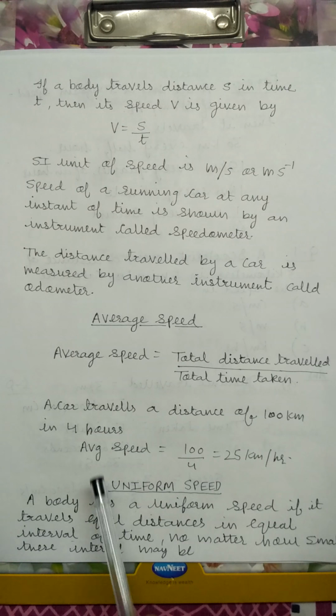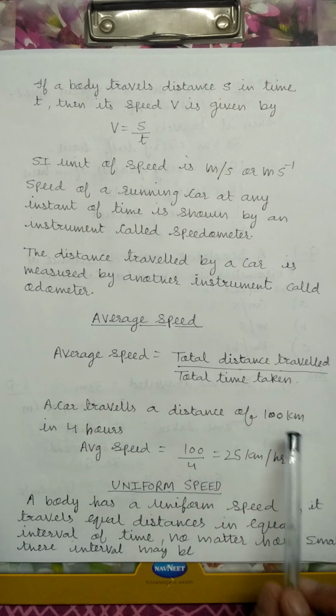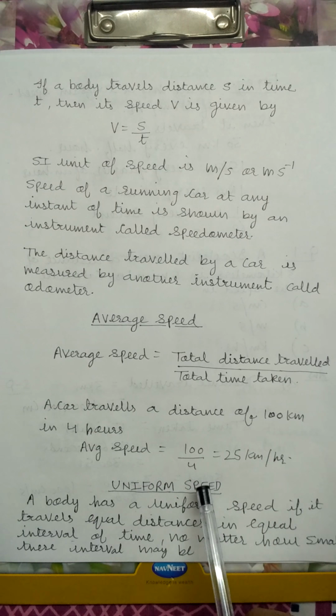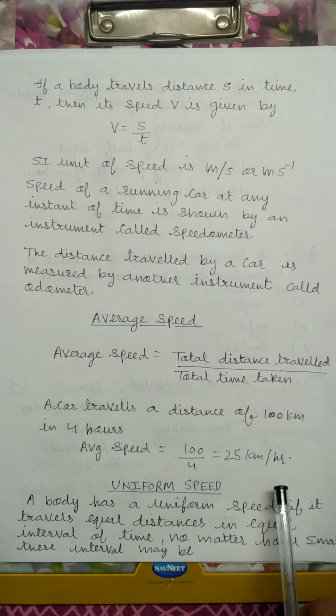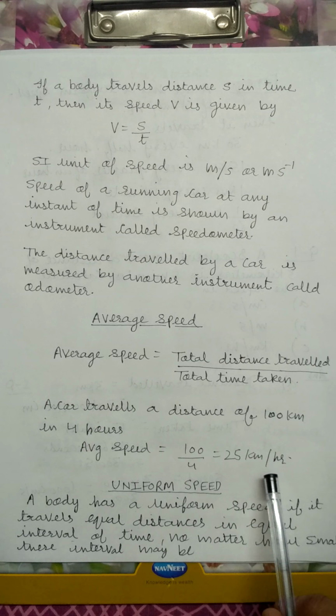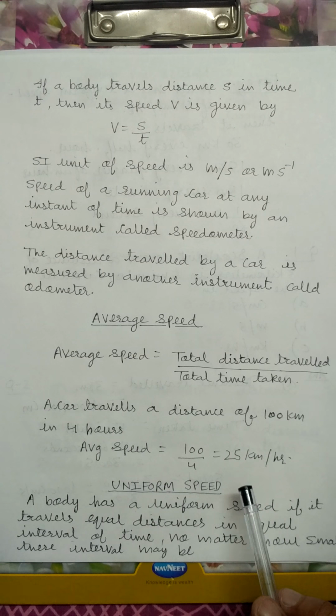Now let us take an example. Suppose a car travels a distance of 100 km in 4 hours. So according to the formula, average speed is 100 by 4, that is 25 km per hour. Now an average speed of 25 kilometer per hour does not mean that the car is moving with this speed all the time. Now if the road is empty, the road is straight and there is no traffic, then the speed may be greater than 25 kilometer per hour. If the road is crowded, then the speed may be much less than 25 kilometer per hour.